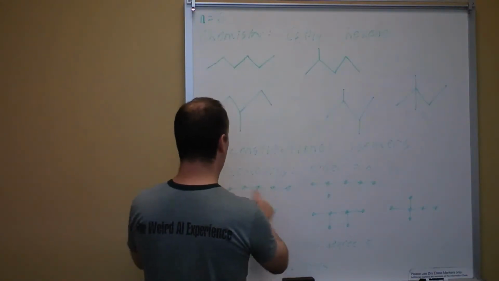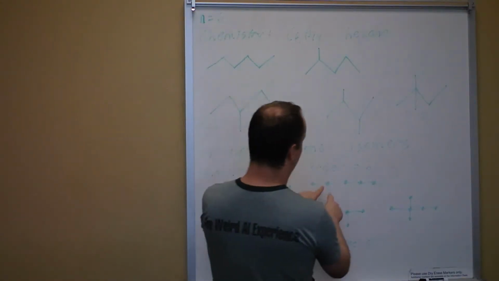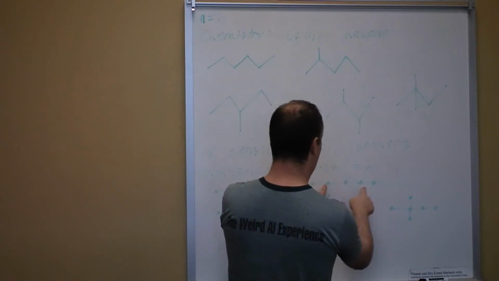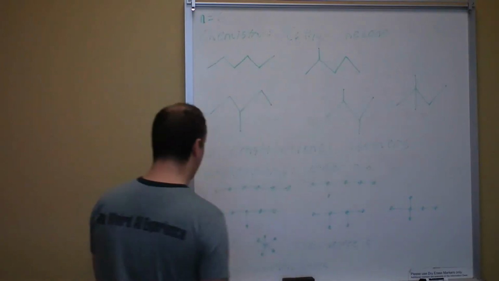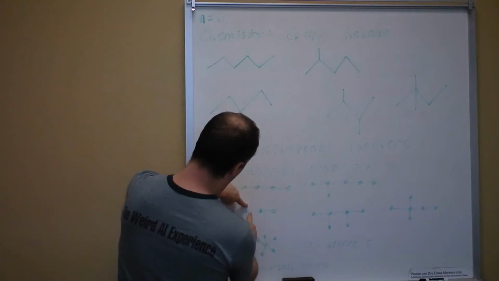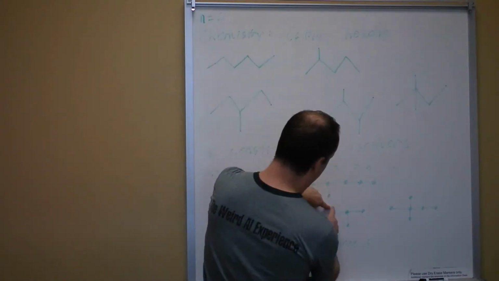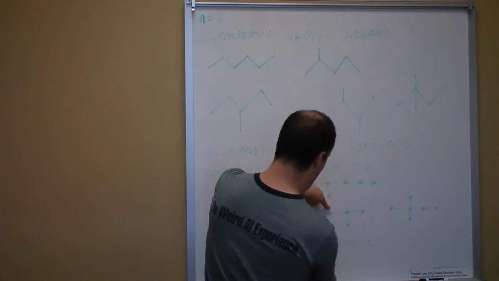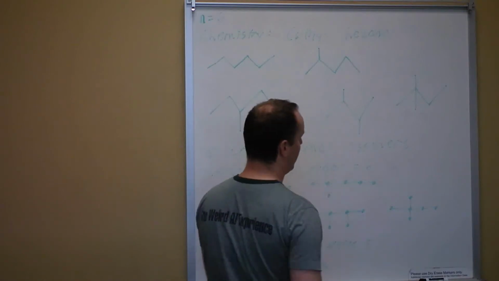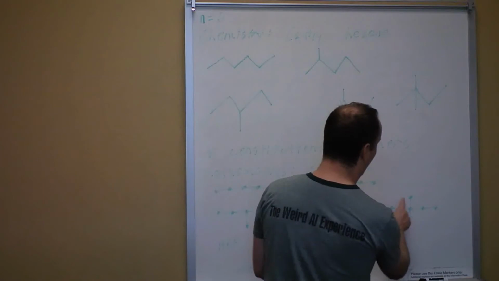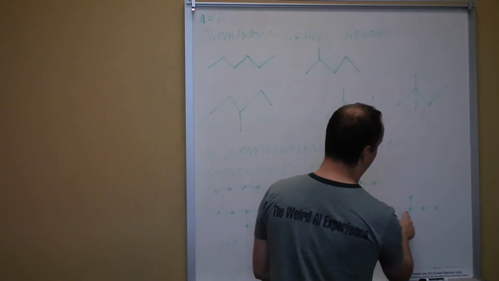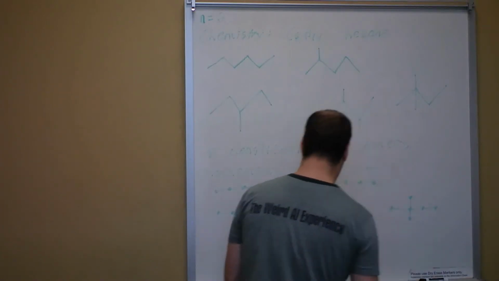So here we get the degree sequence, what is it? 2, 2, 2, 2, 1, 1. Here we get the degree sequence 3, 2, 2, 1, 1, 1. Here we get the degree sequence 3, 2, 2, 1, 1, 1. Here we get the degree sequence 3, 3, 1, 1, 1, 1. And here we get the degree sequence 4, 1, 1. Oh no, wait, I forgot. 4, 2, 1, 1, 1, 1.